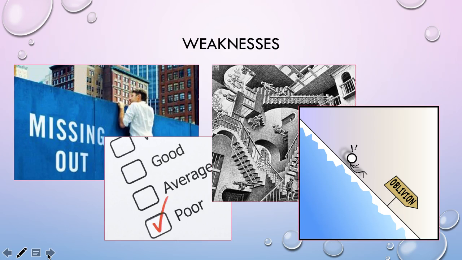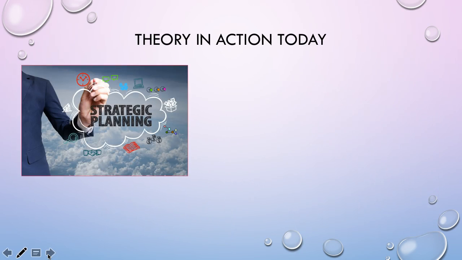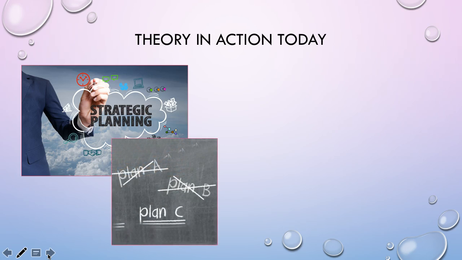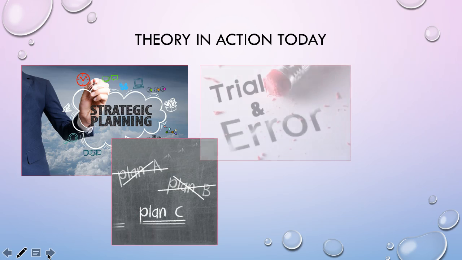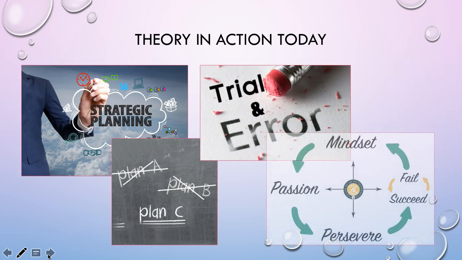So for this theory in action today, the one place that you constantly see incrementalism is in the spotlight of strategic planning. You're looking at organizations that want to make changes that ultimately look for small steps that get them to where they want to be. You'll see incrementalism is often referred to as trial and error.